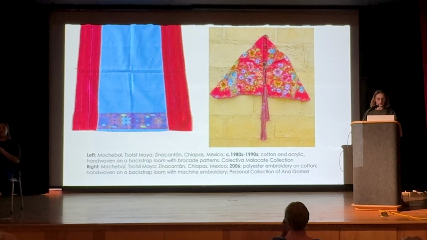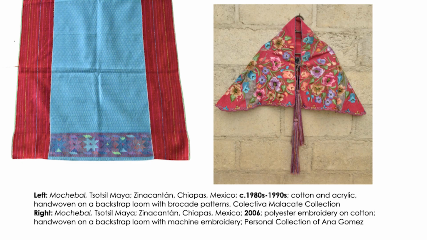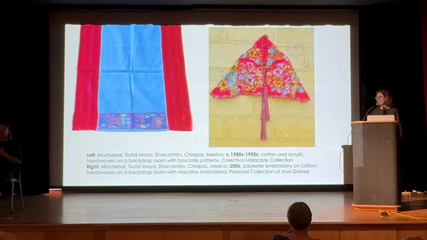So this example on the left is probably from around the 1980s. There are these small geometric flowers just at the bottom border, whereas, as you can see in the 2006 example, it's completely covered with flowers. Now they also use machine embroidery in order to really get those elaborate patterns on, but none of that is done with a computer. The machine is still completely controlled by hand, as well as the design and drawing of the flowers.